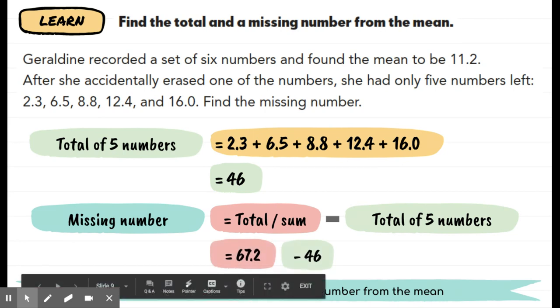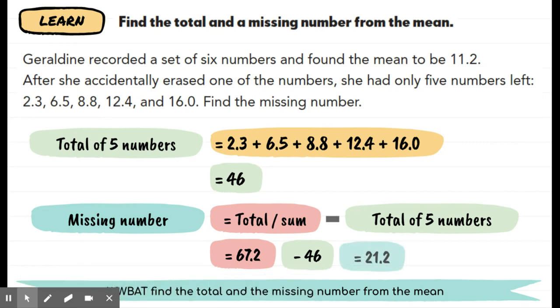This is what we know from the first step. Take away 46 will give me 21.2. So the missing number in this case equals 21.2. If you're confused, I highly suggest that you go back and rewatch this part again before you move on to the practice.